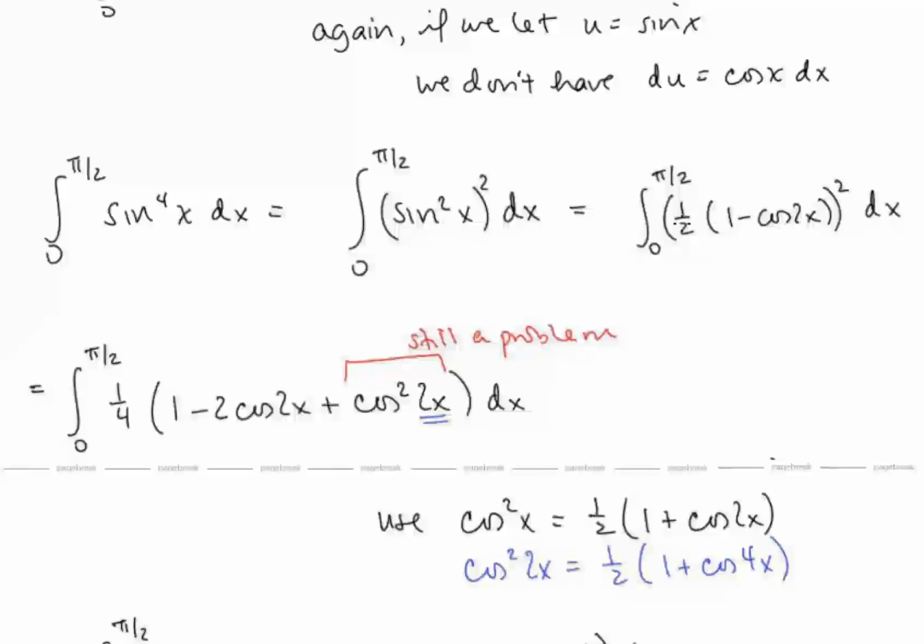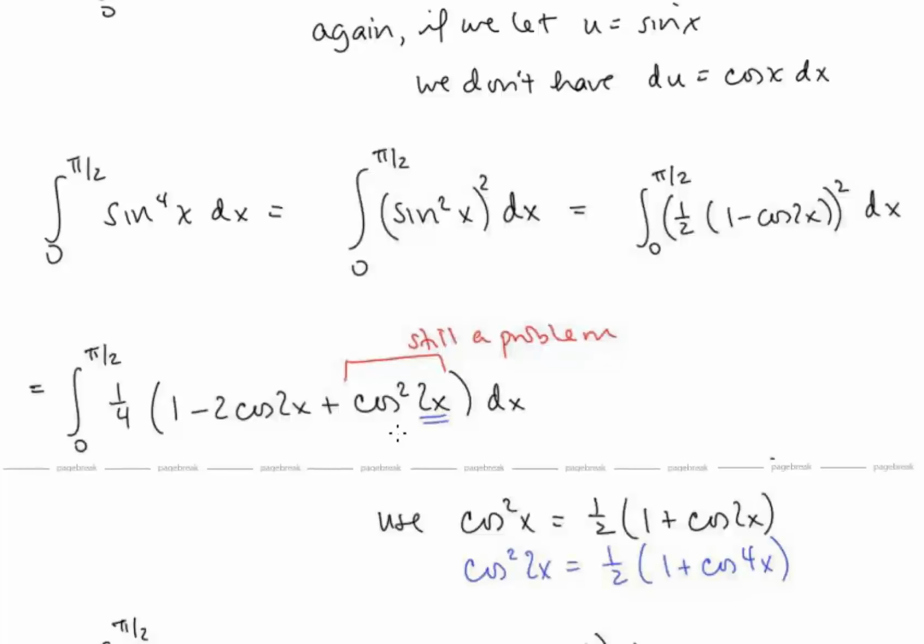Now we have to be careful here. We need to square this out properly. This 1/2 also gets squared, and so we have a 1/4. And then squaring this out gives us 1 minus 2 cosine 2x plus cosine square of 2x. So notice that we've got 2 terms here that we can integrate, but we're still stuck now because we have a cosine squared 2x. And we don't have a sine x to go with it to make a du.